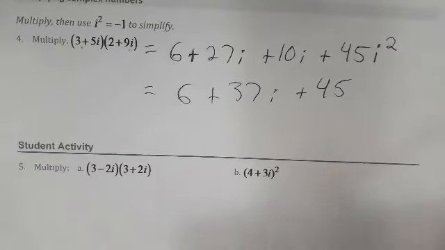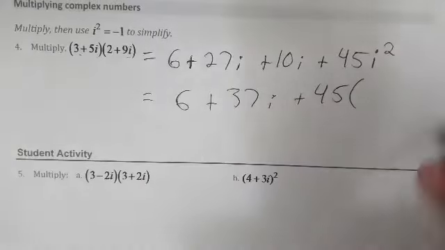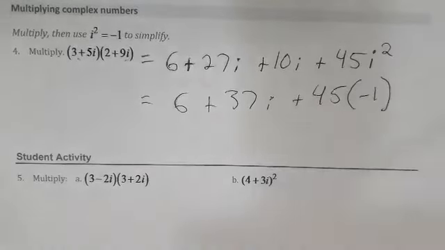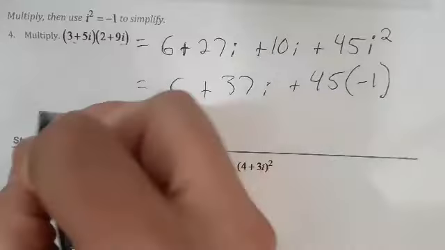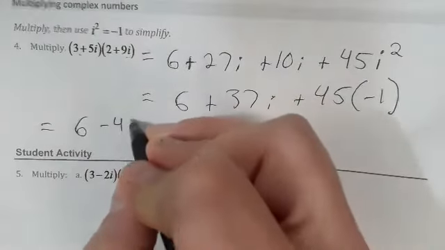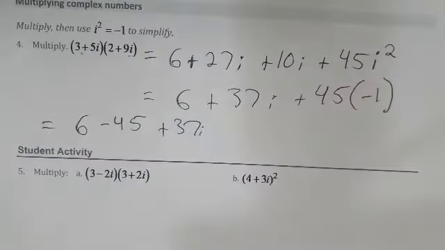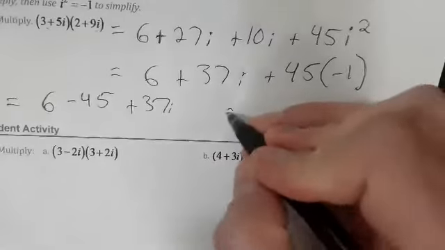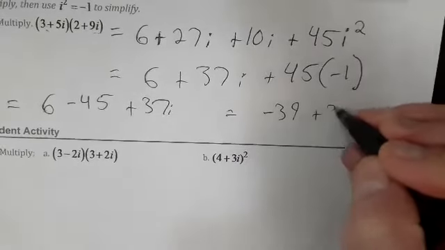I really don't ever want to write anything over a single power of i. So if I see an i squared, it is equal to a minus 1. We want the thing that when we square it, it's going to be a minus 1. So I got to do a little bit of crunching. So now this is going to be 6. This should be minus 39 plus 37i.